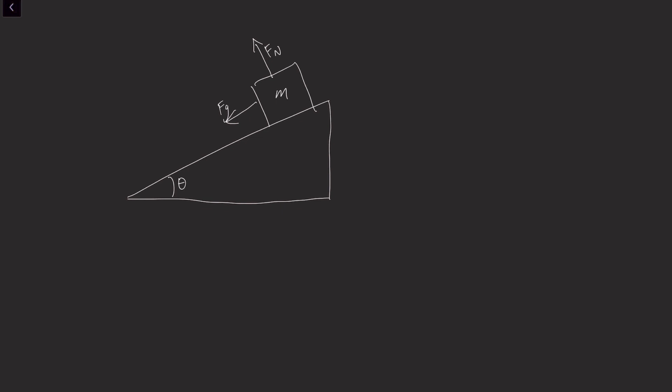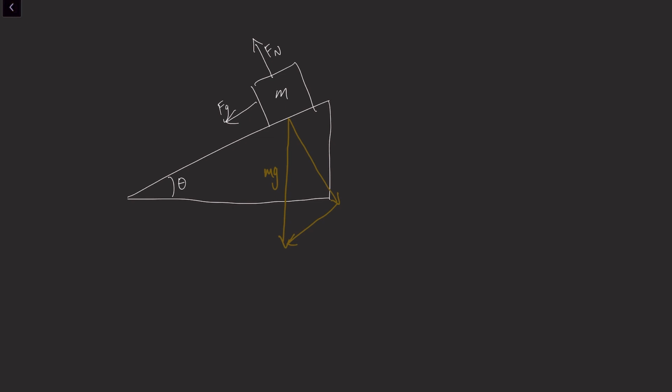So the first thing we're going to do is recognize that this block has some weight mg. And this weight mg exerts itself in two components. We can call it the x and y component, but really if you were to tilt your head so that the slope is horizontal, you'll find that the weight exerts itself perpendicular to the surface of that slope and parallel to that surface of the slope. So these are the two component forces of that weight of the block m.